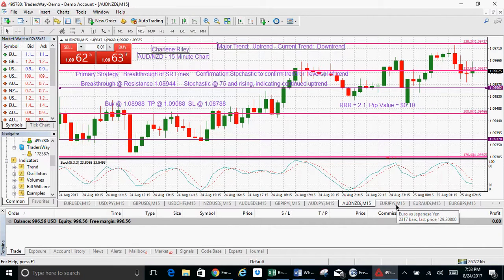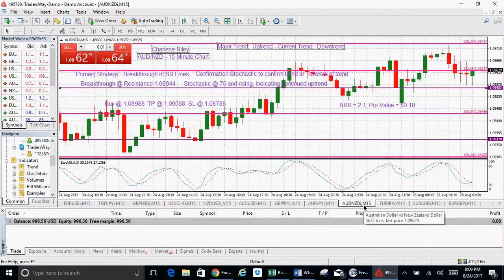Now looking at my Australia and New Zealand, I see we've already entered into a new 15-minute period. The major trend is the uptrend, and the current trend is the downtrend. But we're having a little consolidation or market uncertainty right now. I'm seeing that we're about to enter into an uptrend, possibly. So we'll wait to see what's going to happen.